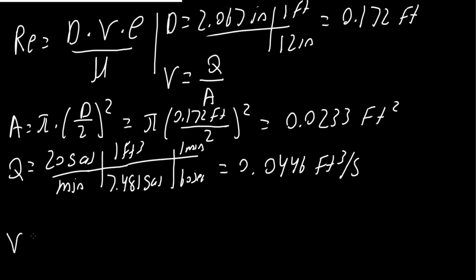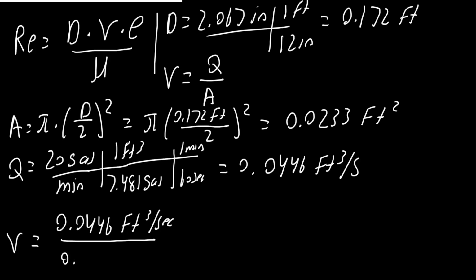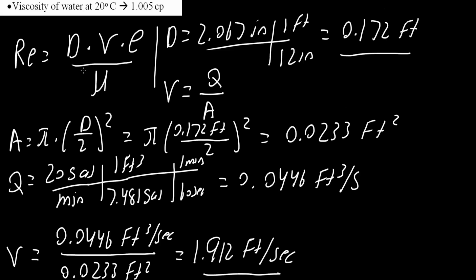Now I can calculate the flow velocity. Flow velocity is equal to Q divided by A. Q was 0.0446 feet cubed divided by seconds, now divided by A, which was 0.0233 feet squared. And we would get 1.912 feet divided by seconds. So right now we know D, and we also know the flow velocity. Next, we will calculate density.